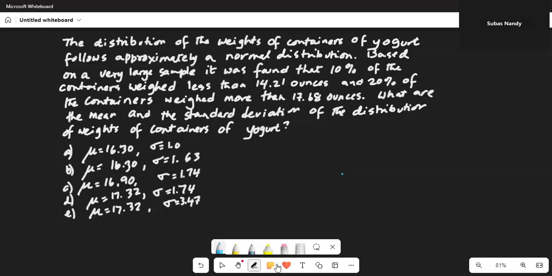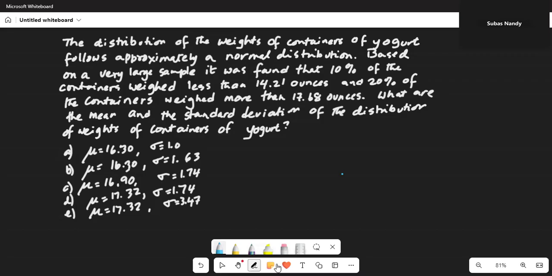We're going to talk about this problem just now. It says the distribution of the weights of containers of yogurt follows approximately a normal distribution. Based on a very large sample, it was found that 10% of the containers weighed less than 14.21 ounces and 20% of the containers weighed more than 17.68 ounces. What are the mean and the standard deviation of the distribution of the weights of containers of yogurt?